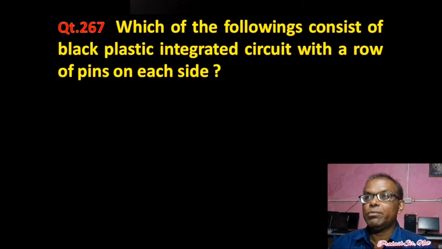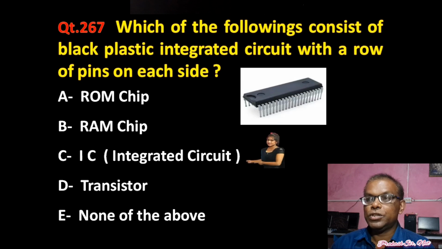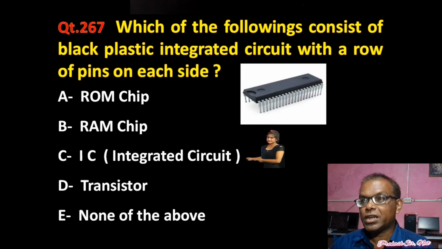Question number 267. Which of the following consists of a black plastic integrated circuit with a row of pins on each side? On both sides there are large number of pins, and it is a black plastic integrated circuit. So the alternatives are ROM chip, read-only memory chip, random access memory chip, IC or integrated circuit, transistor, and none of the above. So the correct answer is IC or integrated circuit. Now you check the diagram. In my diagram I have given the example of IC, and you check the pins on both sides.